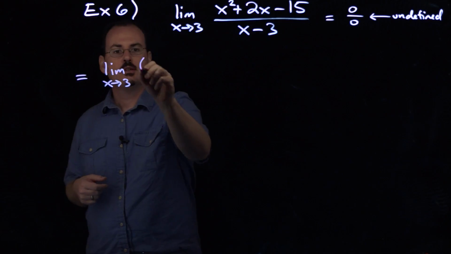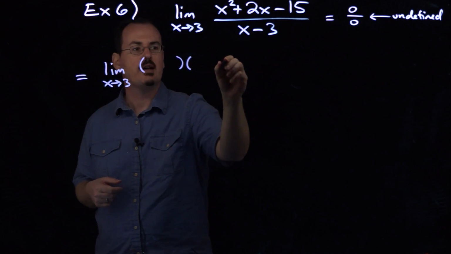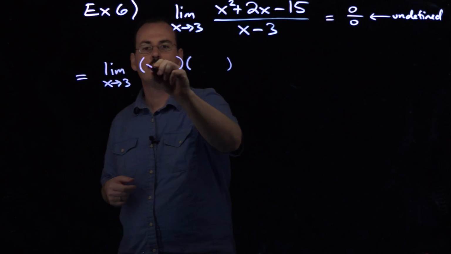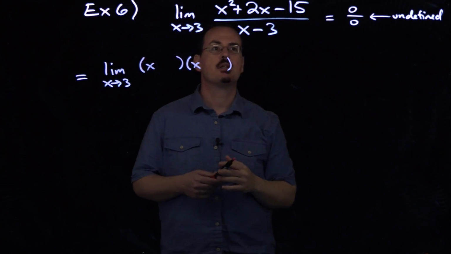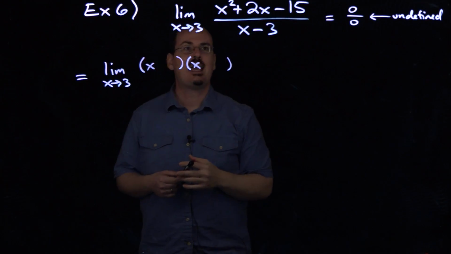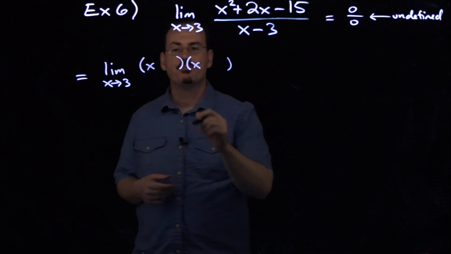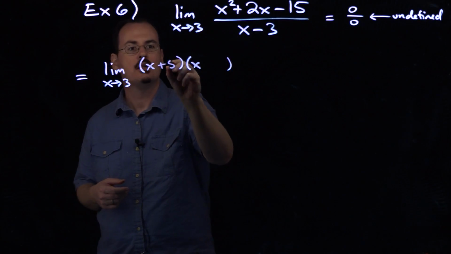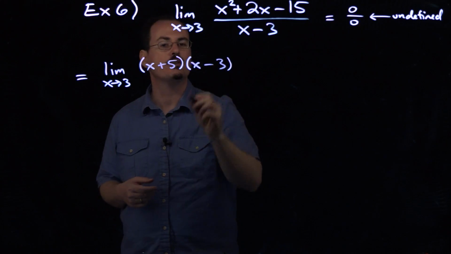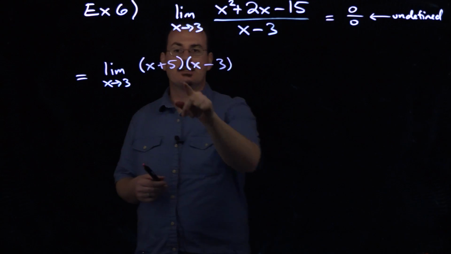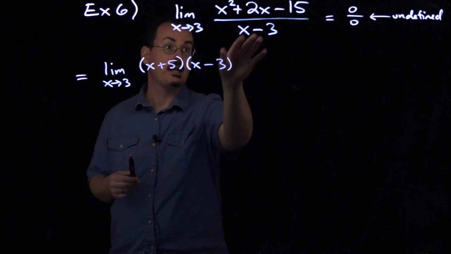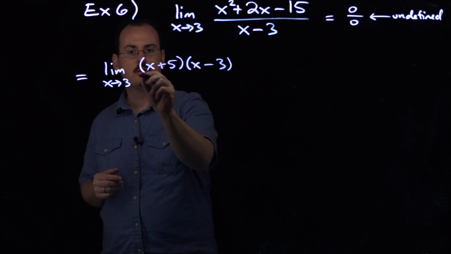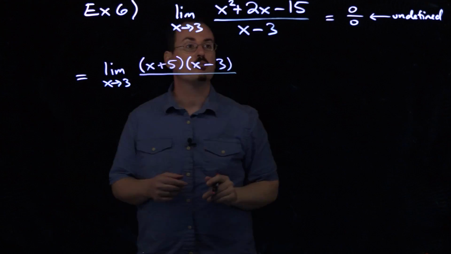Factoring that numerator, remember how we factor? In this particular case, we look for two numbers that are going to multiply together to give us negative 15 and add together to give us positive 2. I think 5 and negative 3 are going to do that. They multiply together to give you negative 15, add together to give you positive 2. Again, if you FOIL that out, you'll get that. So if you're not up on your factoring, be sure and practice that.